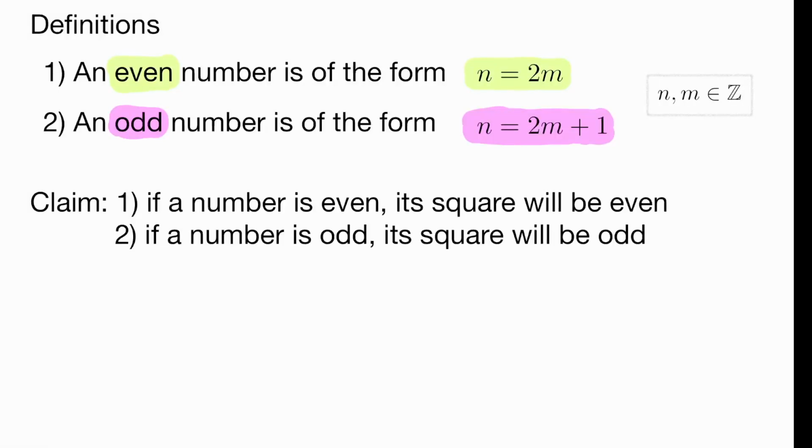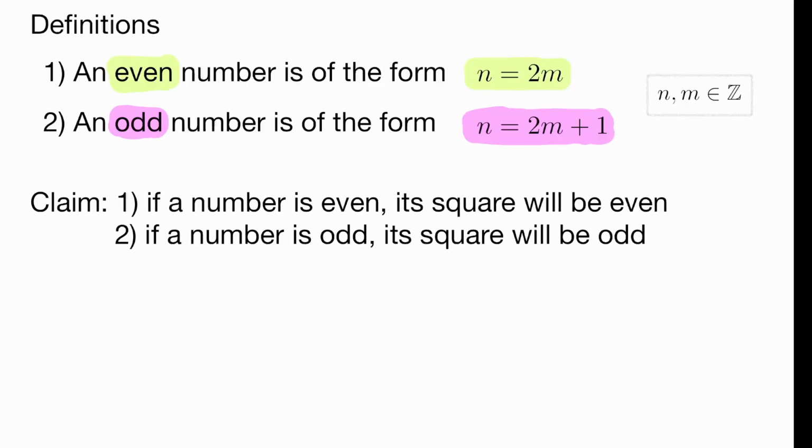Let's cover a couple of quick number theory proofs. We'll start with a couple of definitions. One, an even number is of the form n equals 2 times m, where n and m are just integers, like 1, 2, 8, 7, 15, negative 34, whatever. So the number 8 is even because it is 2 times 4. The number 34 is even because it is 2 times 17.